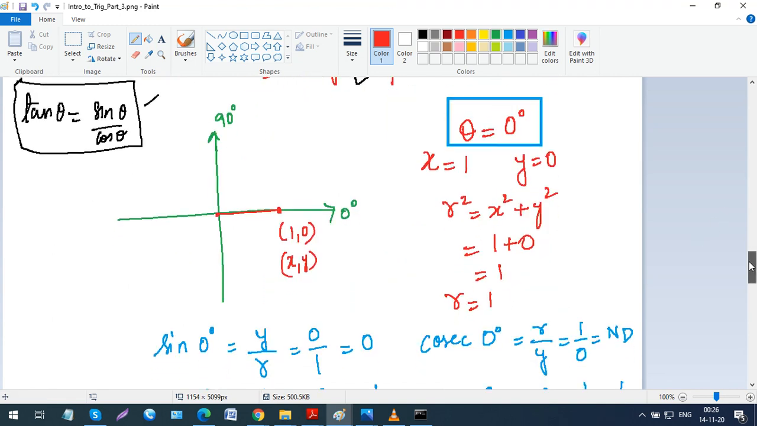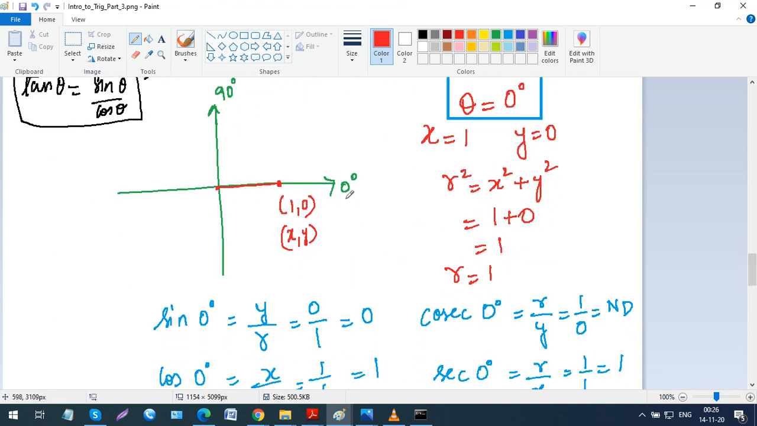So now if I have a 0 degree and 90 degree, we are not bothered about the 180, 270 and all, just the 0 and 90. Let us say that there is a point over here on the x-axis. If I take the simplest number for this, let me say this particular point is 1. So the point is actually 1, 0, because the y-coordinate is 0.